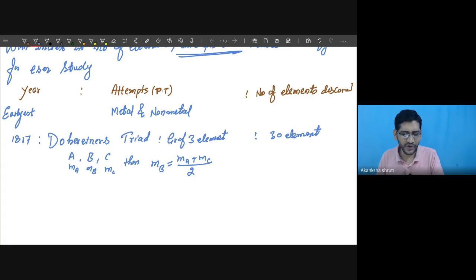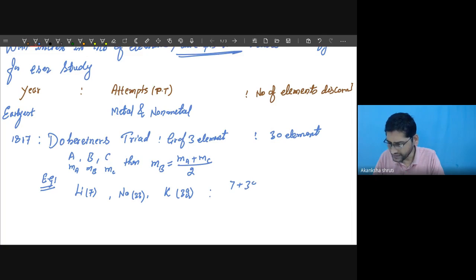So those triads are not important for you, no need to mug up, but just for your understanding, you can write an example. The example we need to keep in mind is lithium, sodium and potassium. You know that the mass of lithium is 7, the mass of sodium is 23 and the mass of potassium is 39. Now, if you add 7 plus 39 by 2, what do you get? 46 by 2, it is 23. This is the mass of sodium.